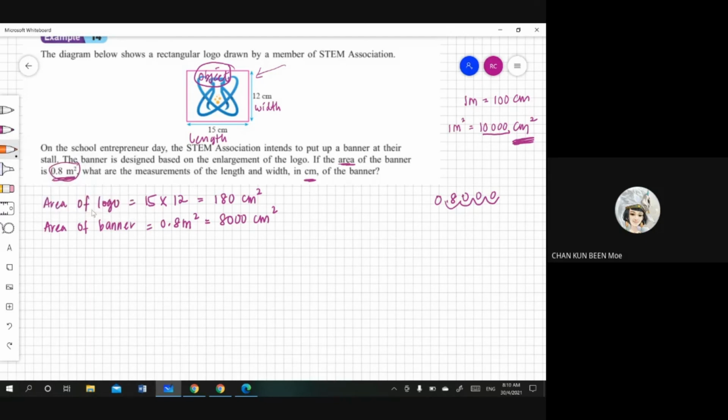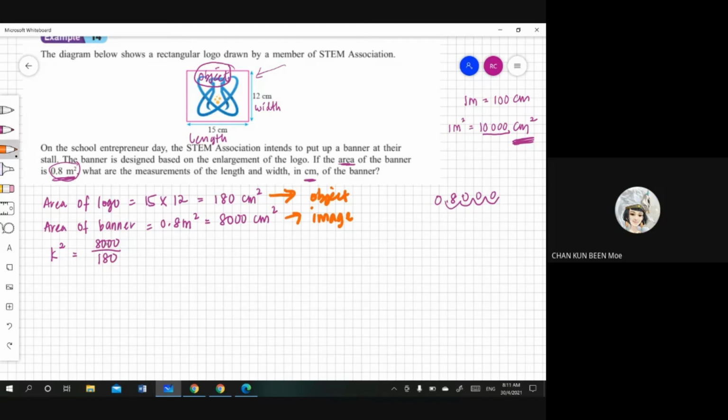Now, from these two, can you tell me which one is the area of the object and which is the area of the image? This is the area of what? Object. Very good. So the other one will be? Image. Yes, correct. Now from there, we can continue by finding the scale factor. Our formula is k squared equals the area of the image over the area of the object. So the area of the image is 8,000 over the area of the object, 180.